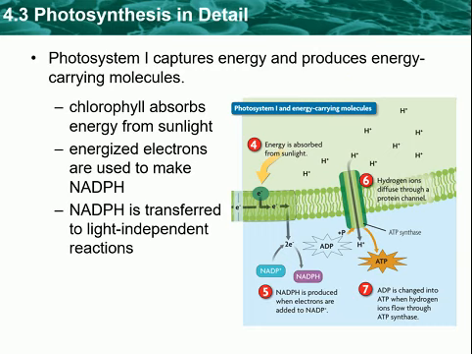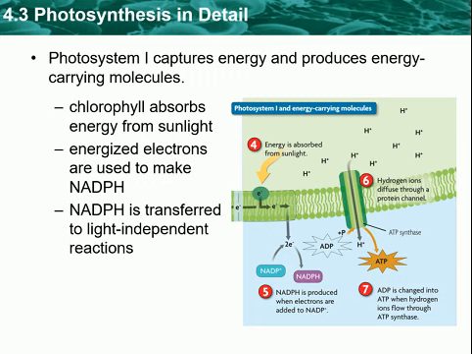In Photosystem 1, chlorophyll and other light-absorbing molecules in the thylakoid membrane also absorb energy from sunlight. The energy is then added to electrons, some of which enter Photosystem 1 from Photosystem 2. Stage 4: Energy absorbed from sunlight. As in Photosystem 2, chlorophyll and other light-absorbing molecules inside the thylakoid membrane absorb energy from sunlight. Electrons are energized and leave the molecules.